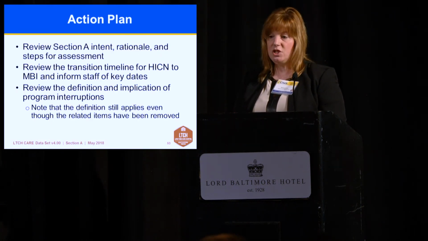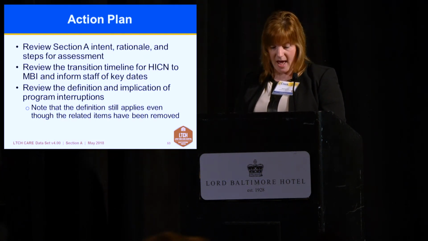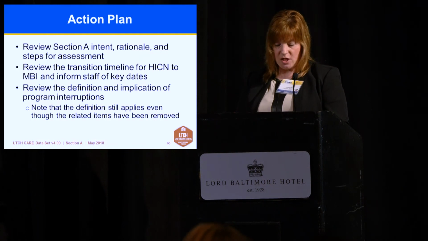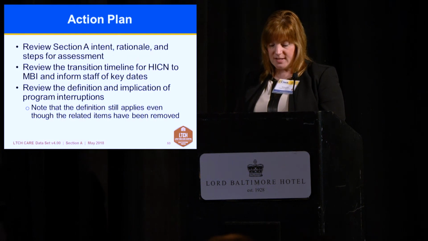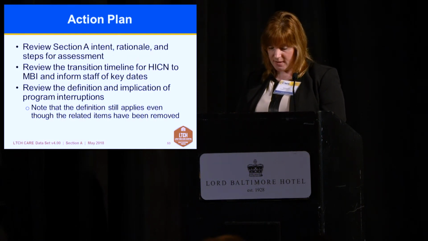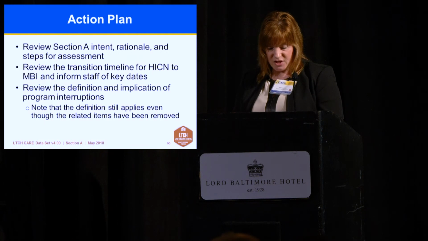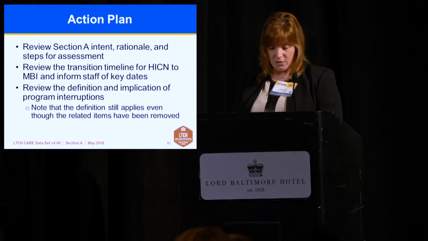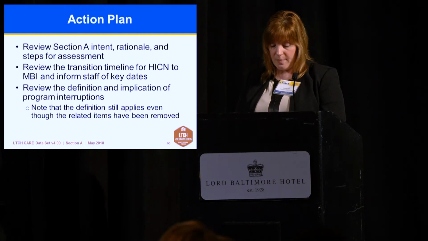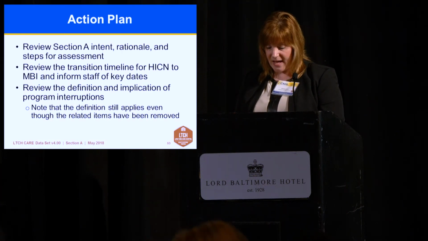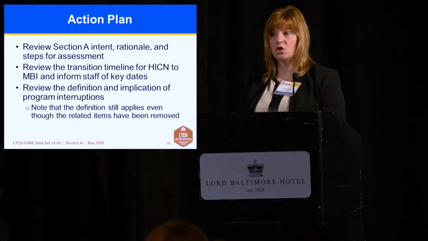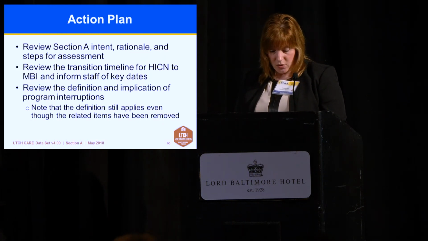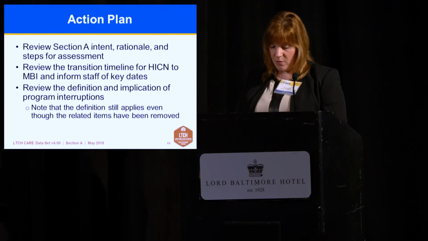With this information, you should all return to your facilities and work with your teams to review Section A in its entirety, the rationale and the steps for assessment. Make sure everyone is aware of the transition timeframes for the health insurance claim number to Medicare beneficiary identifiers. Review the program interruption definitions despite the items having been removed from the assessment, as they still have implications in our determinations. This concludes Section A, Administrative Information Updates.